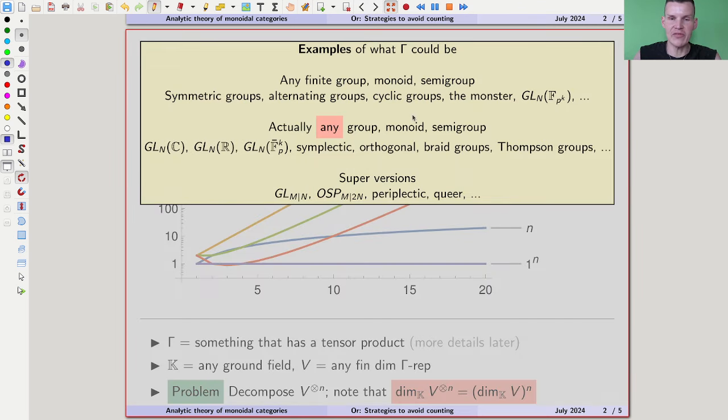And just to give you some examples of what Gamma could be, because it could be very, very general, essentially anything you can cook up.